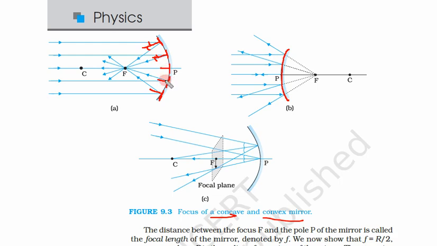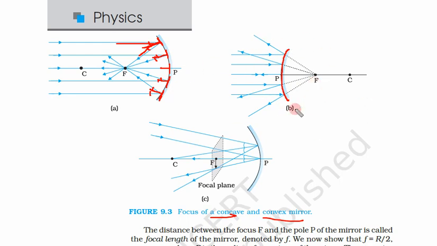Since here there is no angle, this is again 0. This small angle and this small angle are equal, and here this angle and this angle are equal. In each case, the ray that is coming and the ray that is reflecting make equal angles.